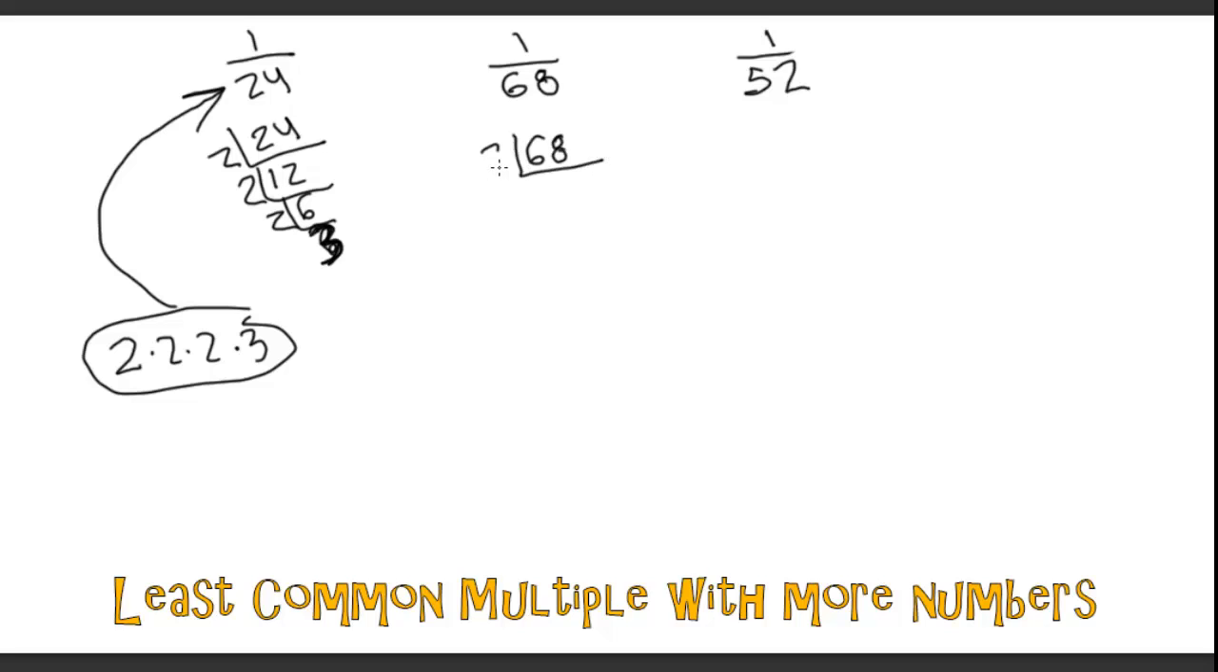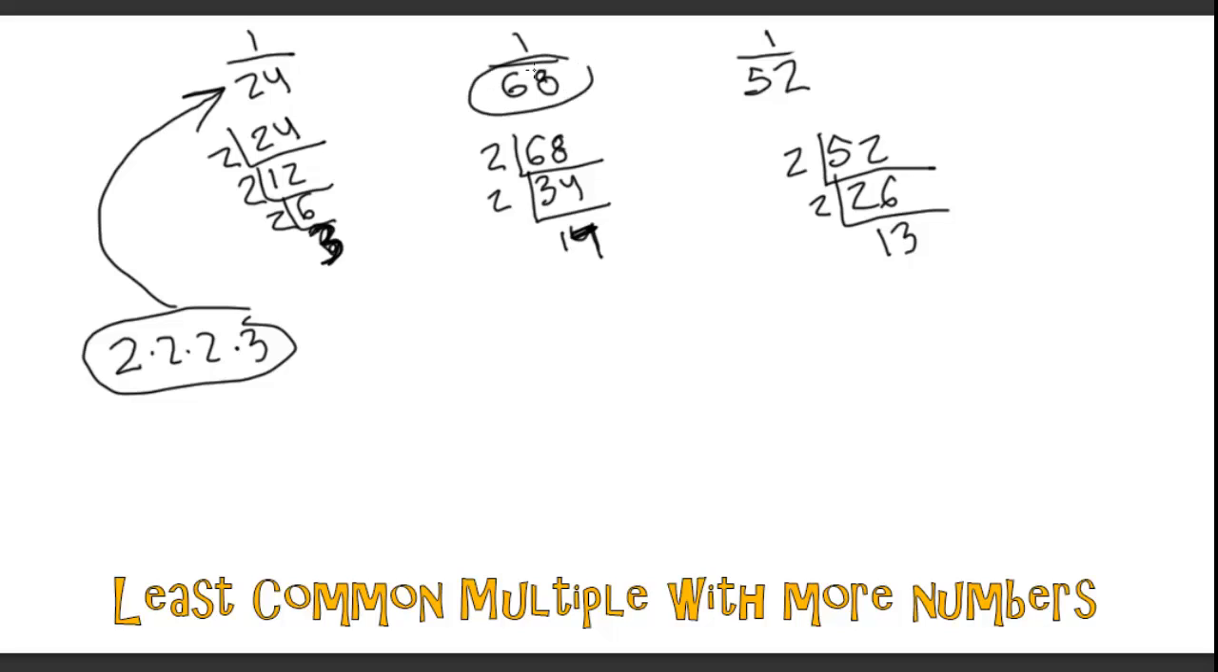Alright. 68. Upside down bracket, 2, 34. 2 goes into 34, 17, and 17's prime. Alright, 52. 2 goes into 52, 26 times. And 2 goes into 26 13 times. Another prime number. Again, we want to get our prime numbers on the outside. So the prime factored form of 68 is 2 times 2 times 17. The prime factored form of 52 is 2 times 2 times 13.